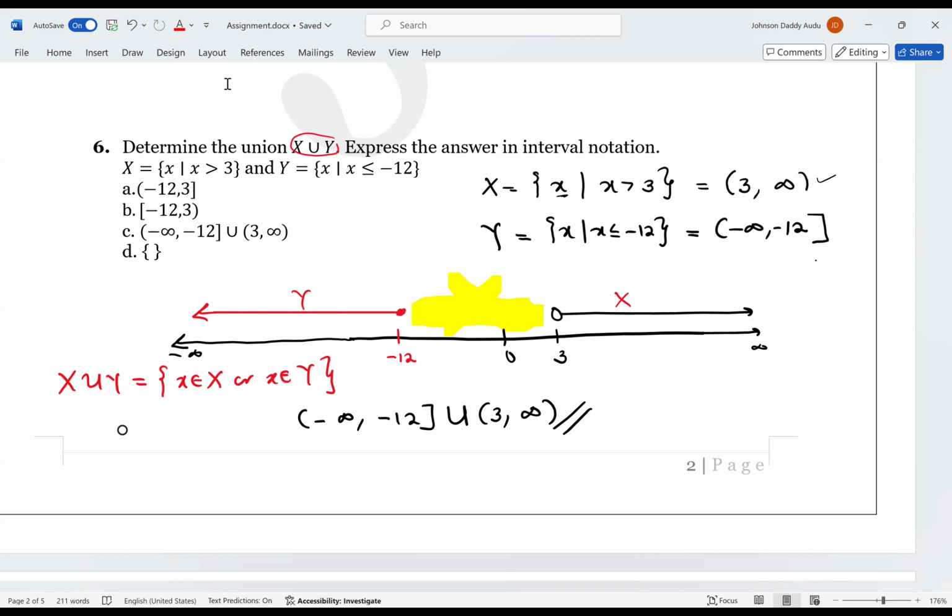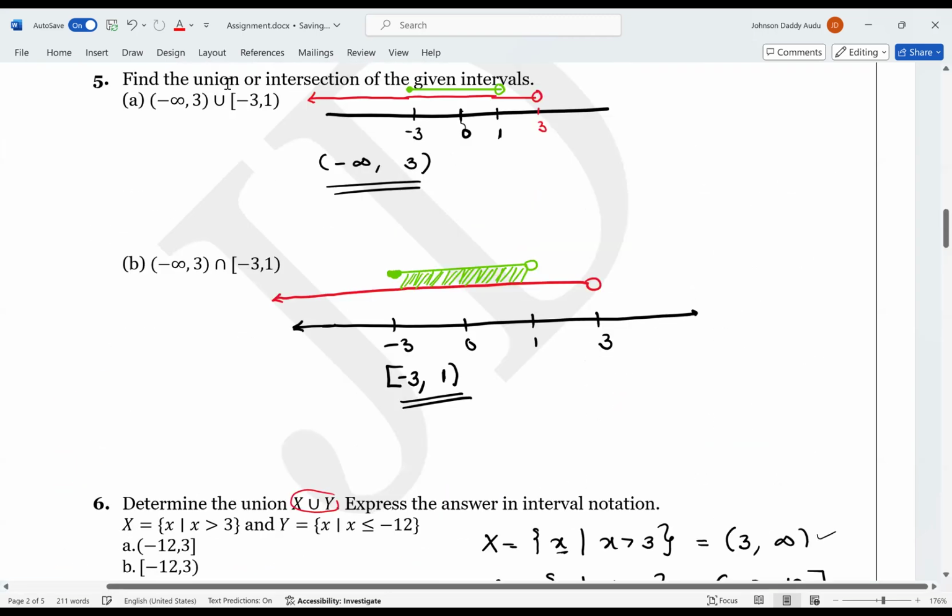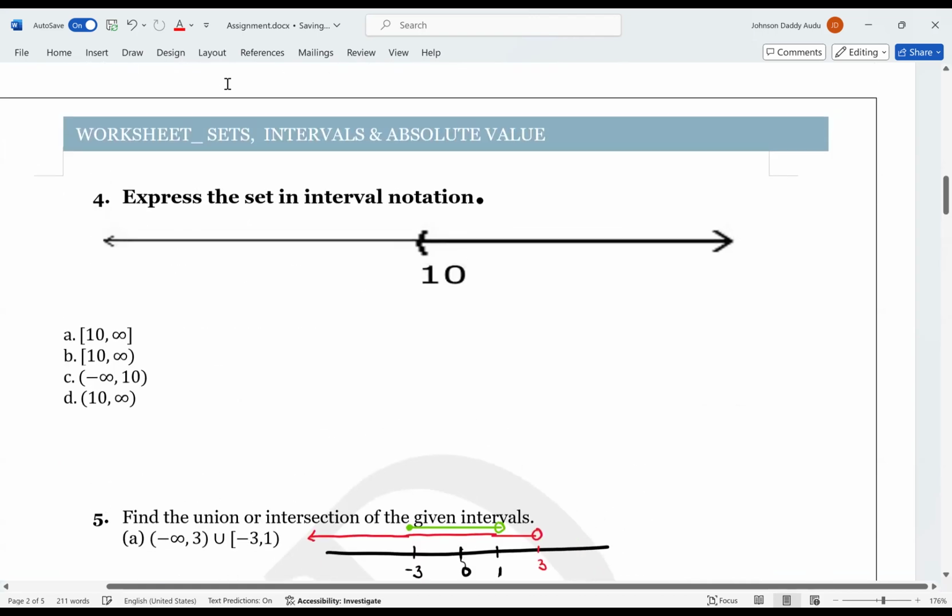Now, let's do something extra. What about if we're interested in the intersection, even though it's not asked? If you're interested in the intersection, it means where the red and the black meet. Do they meet anywhere? No, there is no intersection. So our intersection is just going to be the empty set. All right, let's go now to a more challenging one.